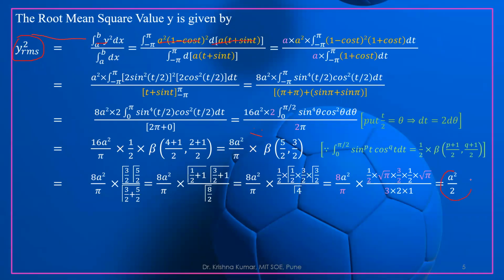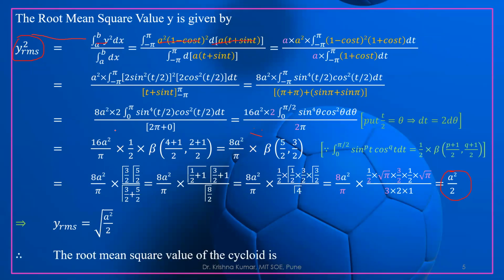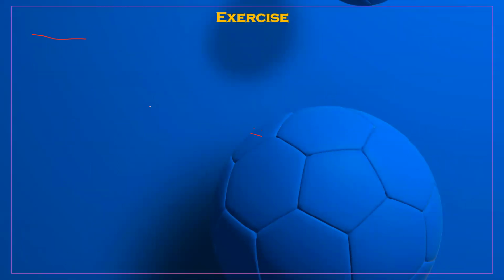So what is the answer? In the final answer, we are getting a square upon 2. So this is y square RMS. And so what is y RMS? So y RMS is root of a square by 2. So it is nothing but a upon root 2. So the root mean square value of the cycloid is given by a upon root 2. So I think these 2 examples are sufficient for you. Let us take some exercise questions.